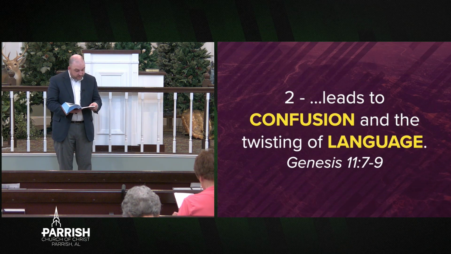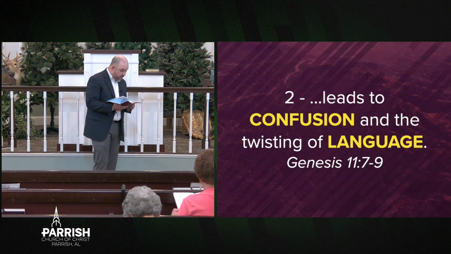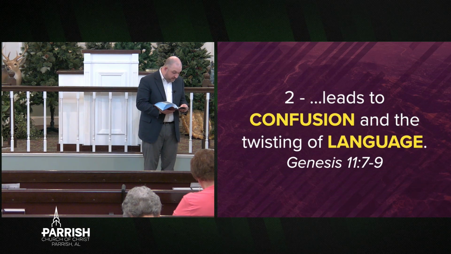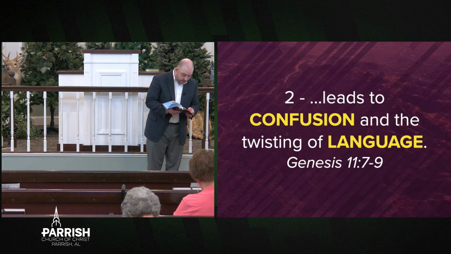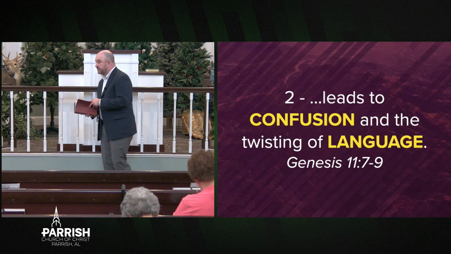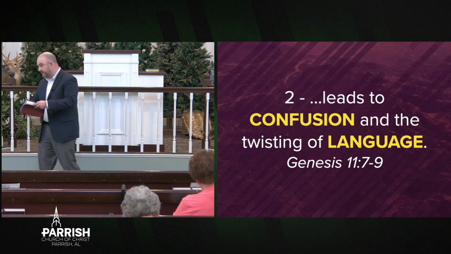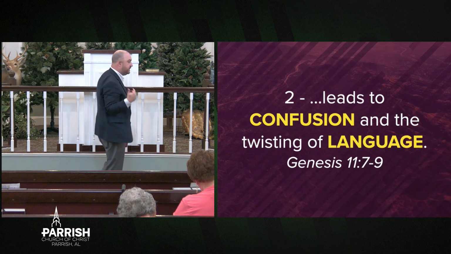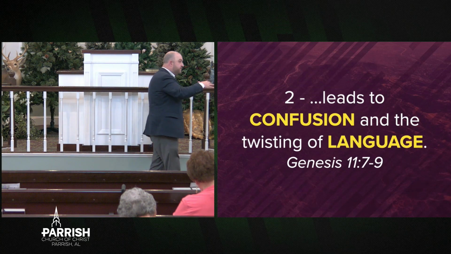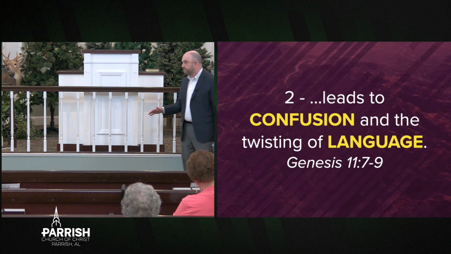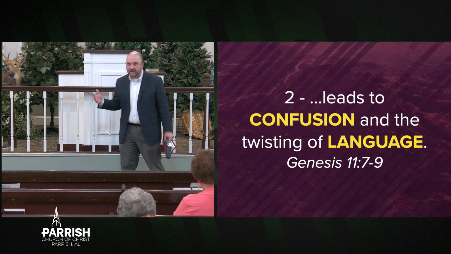So the Lord dispersed them from there over all the face of the earth, and they left off building the city. Therefore its name was called Babel, because there the Lord confused the language of all the earth, and from there the Lord dispersed them over the face of all the earth. Now here's God's response. In order to protect the innocent, in order to preserve the possibility for his will of filling the earth, there's this confusion that happens with the level of language. They're stopped dead in their tracks because they cannot understand one another.